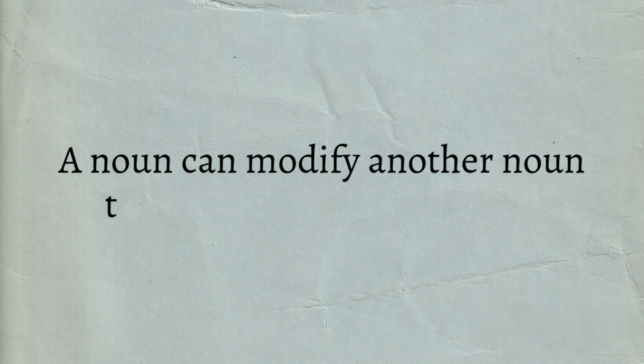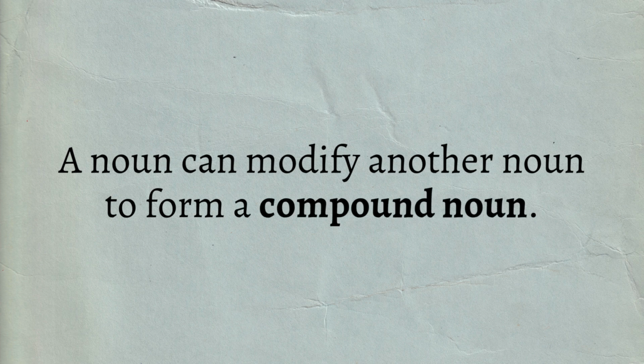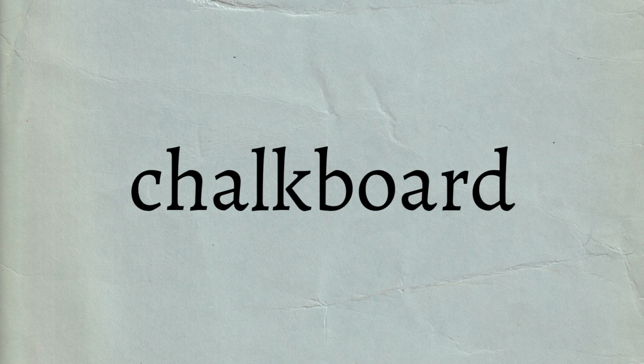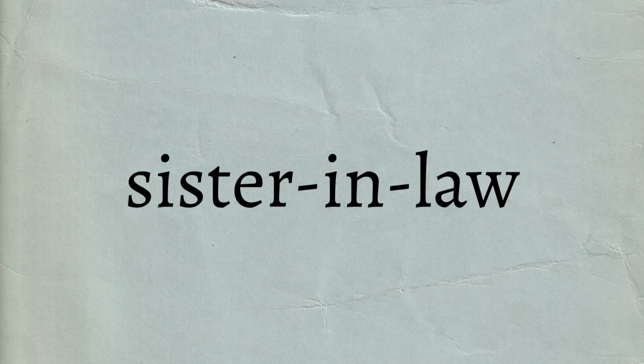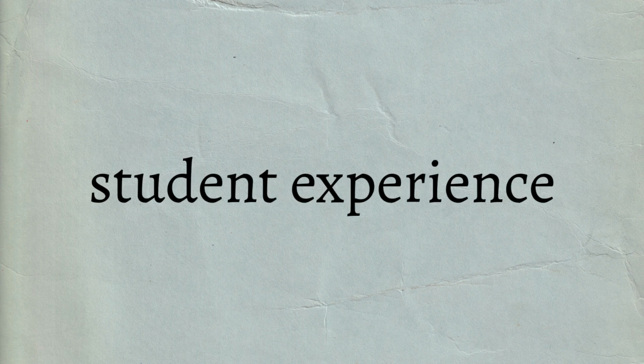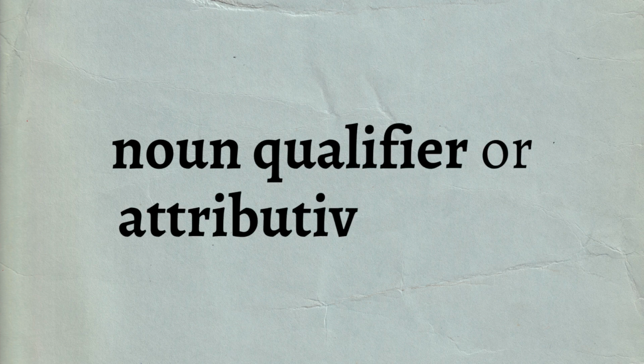Sometimes a noun can modify another noun to form a compound noun. Think of examples such as chalkboard, sister-in-law, house party, student experience. A noun that modifies another noun is called a noun qualifier or an attributive noun.